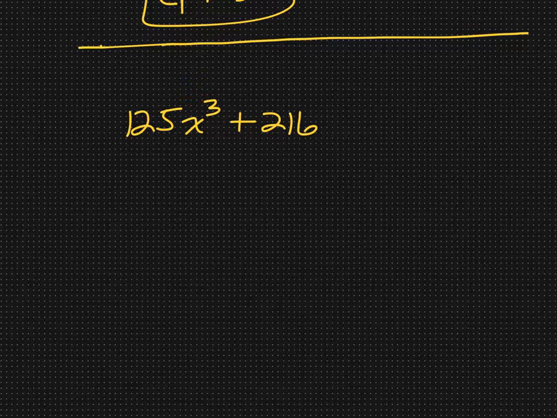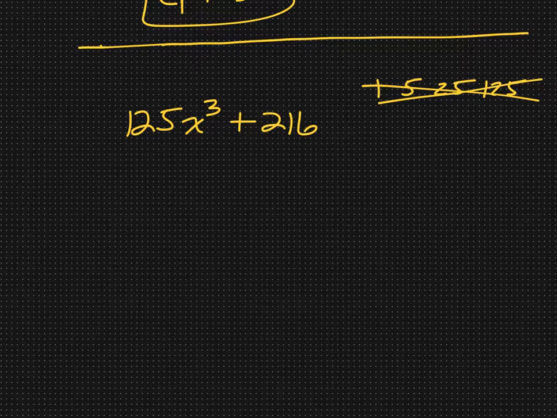Is there a common factor? And this one's kind of hard to see because the numbers are bigger. If you start thinking about the factors of 125, you're going to get 1 and 125. And 5 is going to go into it because it ends in a 5. 5 goes into it 25 times. And that's about where it's going to end. So the factors of 125 are 1, 5, 25, and 125. None of those go into 216. So there is no common factor.